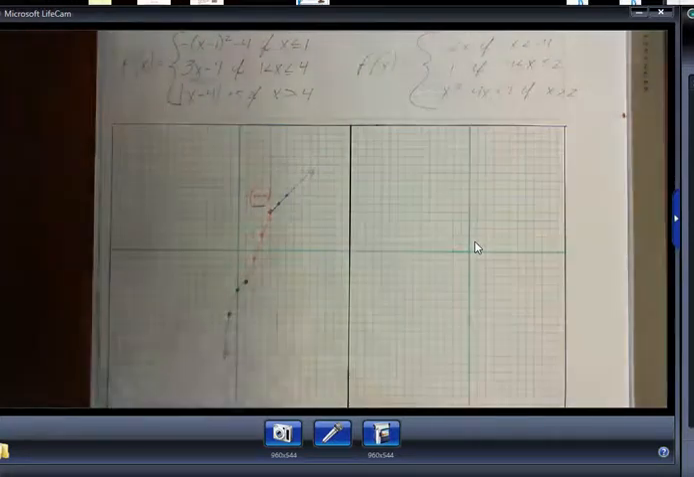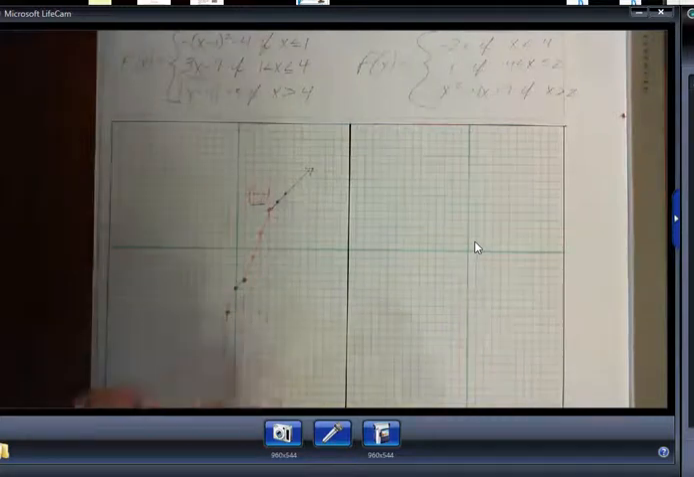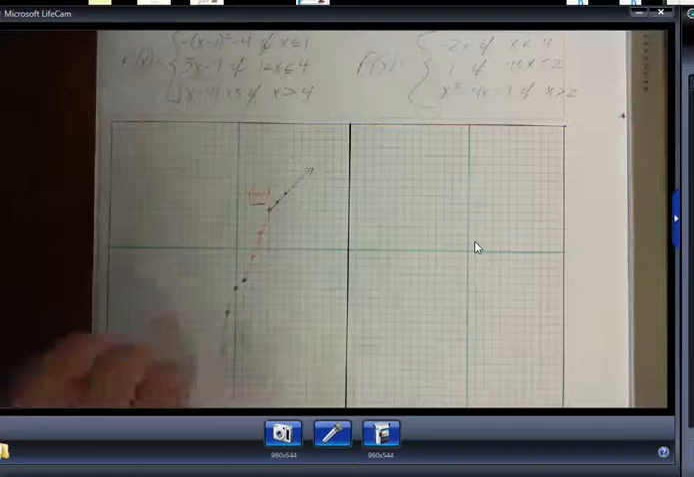So that would be my complete piecewise function for this. This is what's called a continuous piecewise function. You'll notice that all of it is connected here. All of it is connected.